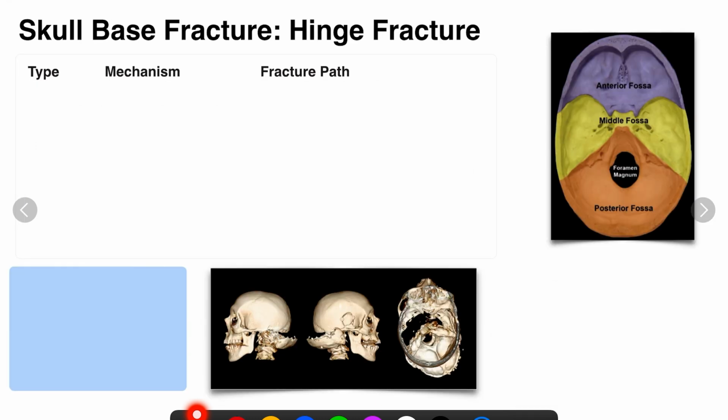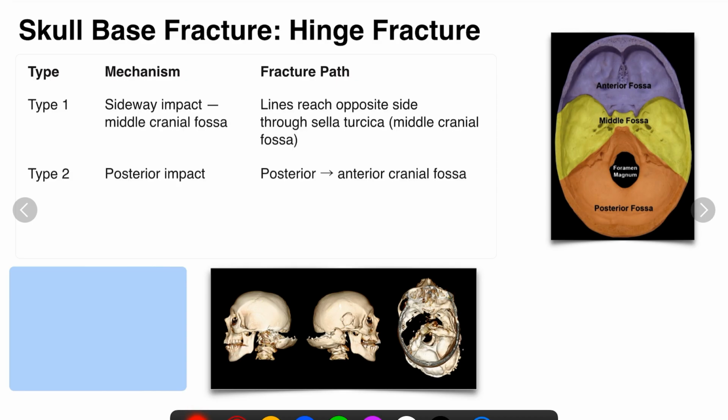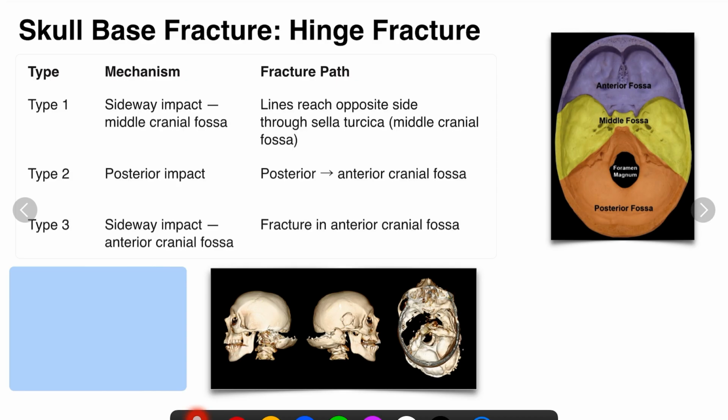The second one is a hinge fracture. In a hinge fracture, the trauma occurs on the lateral side. Whenever a lateral trauma occurs, there occurs a hinge fracture, and there are three types. Let's learn all these three types individually. Just look at the diagram. In the diagram we can see that type 1 is impact in the middle cranial fossa.